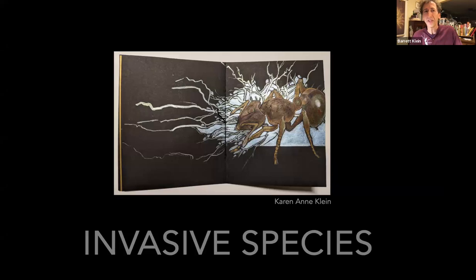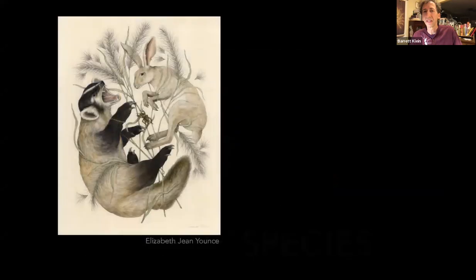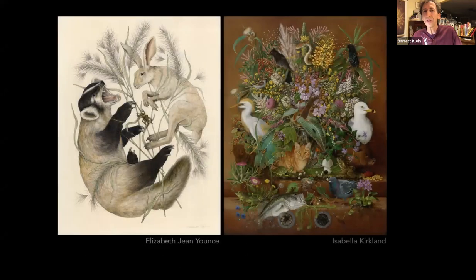Karen Ann Klein, who's in the Zoom meeting, produced a series of invasive insect books. This is an electric ant. Here are two others. In the case of Elizabeth Jean Younce's, the buffel grass is the introduced species, so the cricket in the middle is a victim, actually. And on the right, Isabella Kirkland's, all of those are invasive species. Now, of course, it's contextual because they're native somewhere, but there are the invasive species that she focused on in other parts of the world.